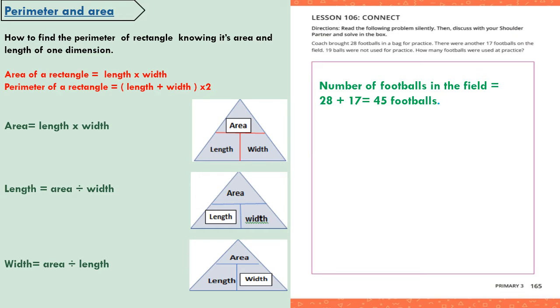Okay, 19 balls were not used for practice. How many footballs were used at practice? So I will get the total, 45, and remove 19 balls. So 45 minus 19 equals 26.